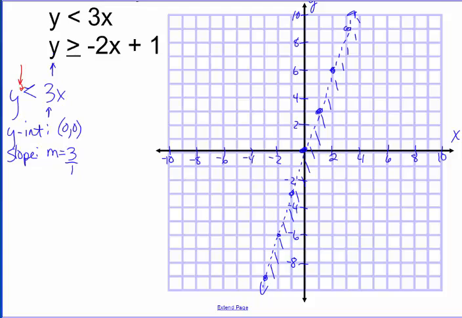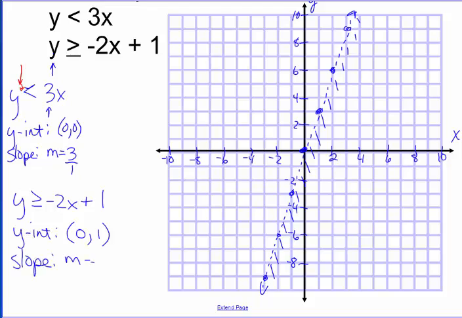Now we're going to do the other inequality. So y greater than or equal to negative 2x plus 1. So we have our y-intercept, which in this case is 0, 1. We have our slope, which is negative 2. And then we're going to graph. So 0, 1 is my y-intercept. So 0, 1. So plot that point.